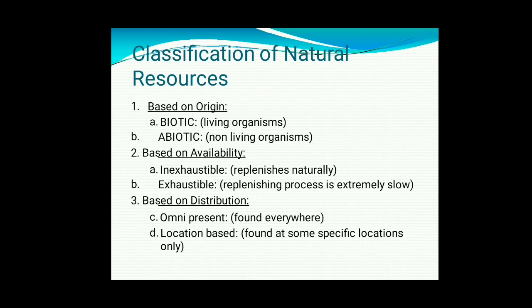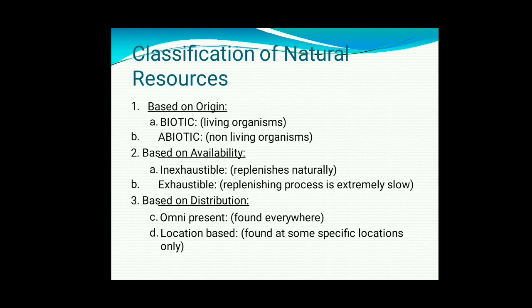Next is abiotic natural resources. Abiotic natural resources are non-living, that is, they come from non-living, non-organic materials. Examples of abiotic resources include land, fresh water, air, and heavy metals such as gold, iron, silver, copper, and other minerals. Second is on the basis of availability.